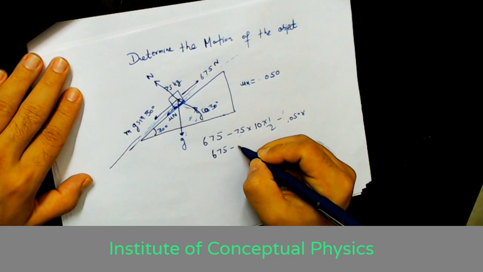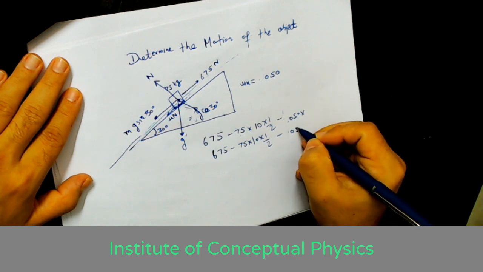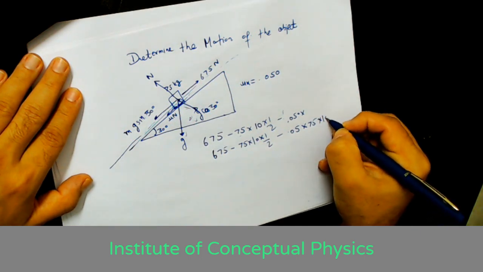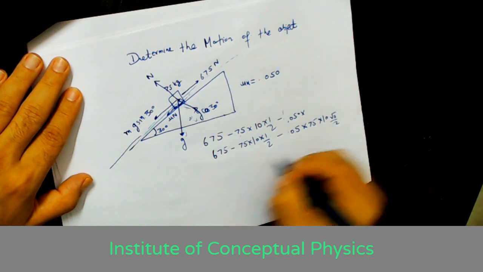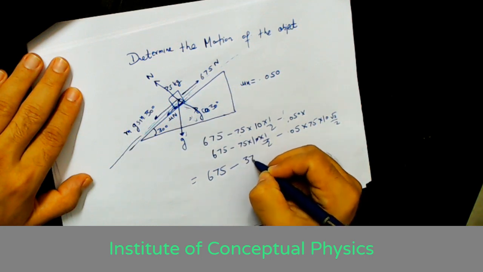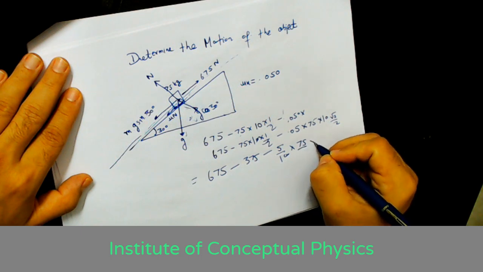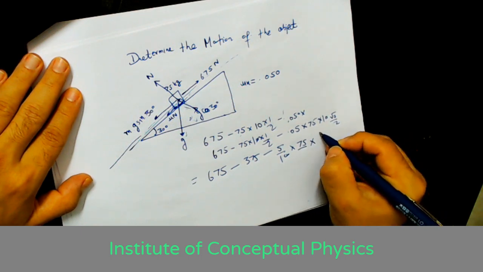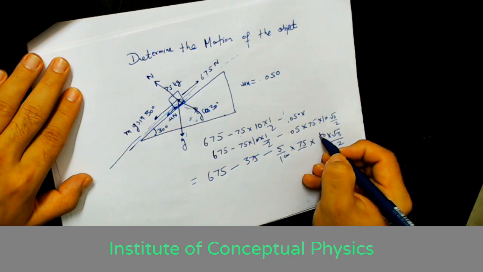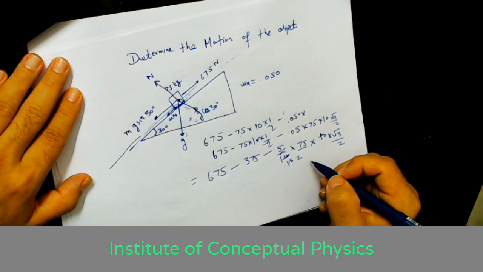675 minus 75 into 10 into 1/2 minus 0.05, multiplied by mass, which is 75, and G, which is 10, and this time around you take cos 30, which is root 3/2. And so what you get is 675 minus 375 minus 5/100 into 75 multiplied by G cos 30. So you have this as 5/100, so this is 10 upon 10, this is 5/2, and I think we've already taken care of this.